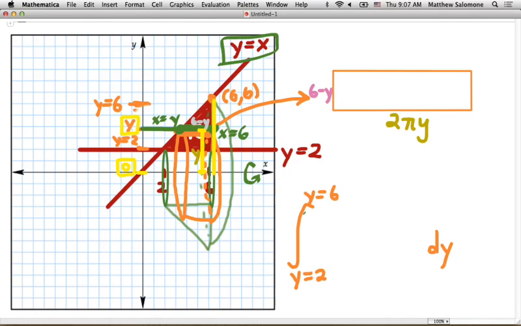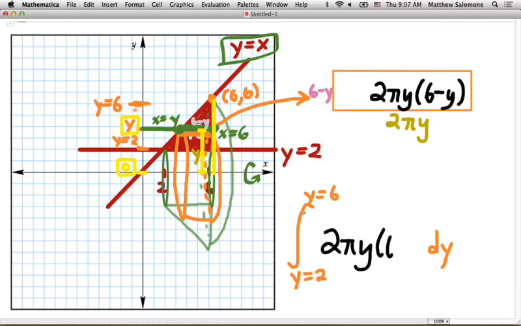Whew. So the area of the cylindrical shell is 2 pi y times 6 minus y. And therefore the volume is the integral of 2 pi y times 6 minus y, with respect to y, from y equals 2 to y equals 6.